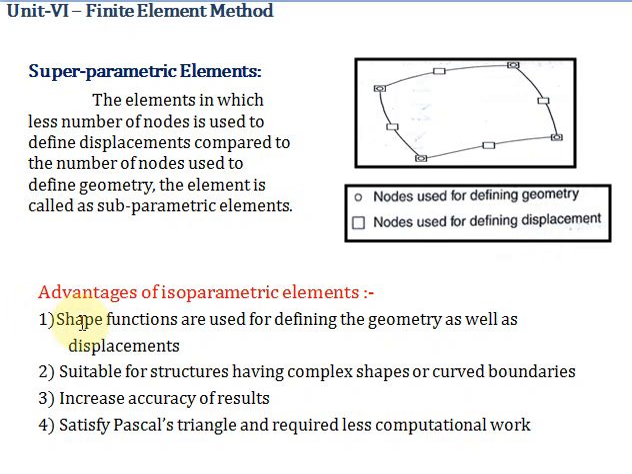Okay. Now we'll see the advantages of isoparametric element. What are the different advantages of the isoparametric element? So first one is that the same shape functions are used for defining the geometry as well as the displacement. Okay, so this is the first advantage. Second, it is suitable for structures having complex shapes or curved boundaries. For structures having complex shapes or curved boundaries, these isoparametric elements are very much suitable.